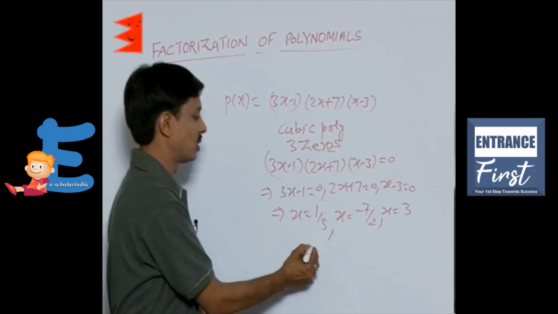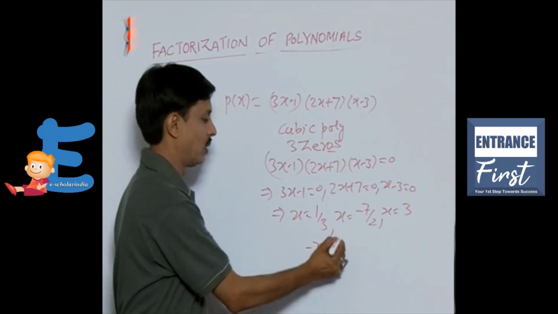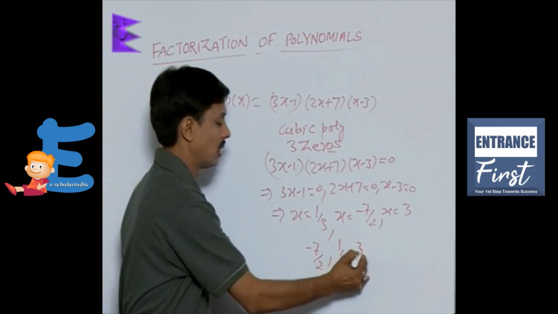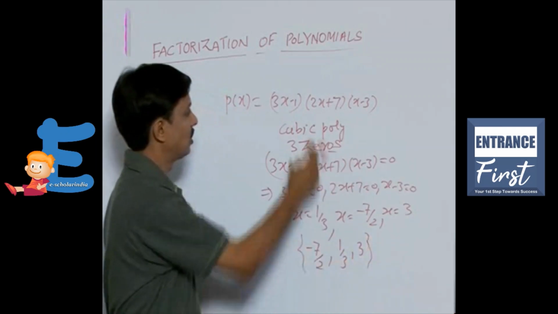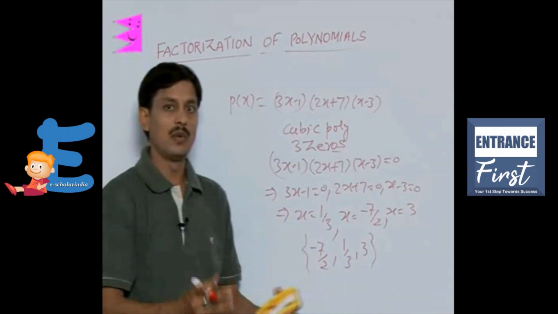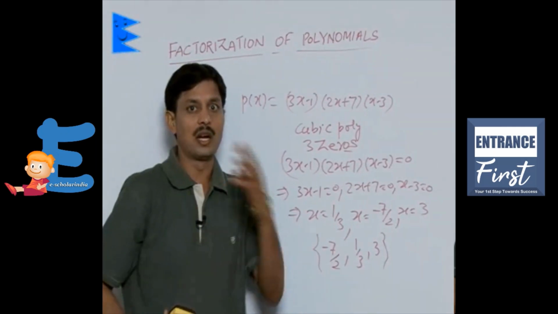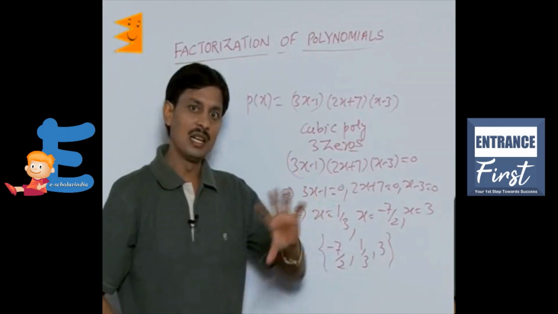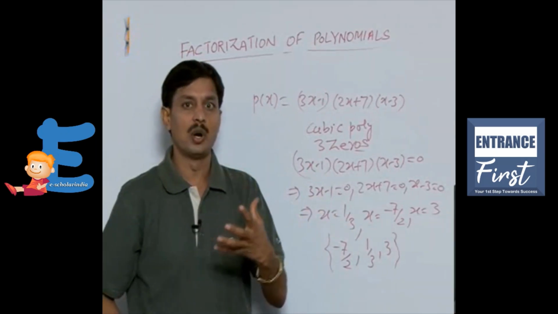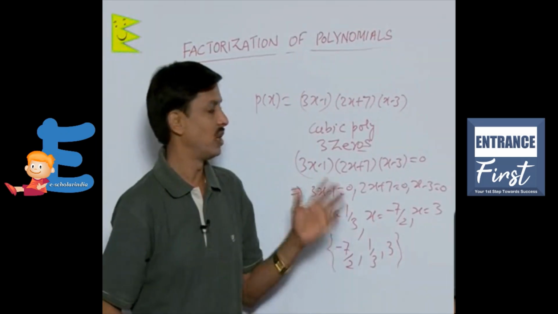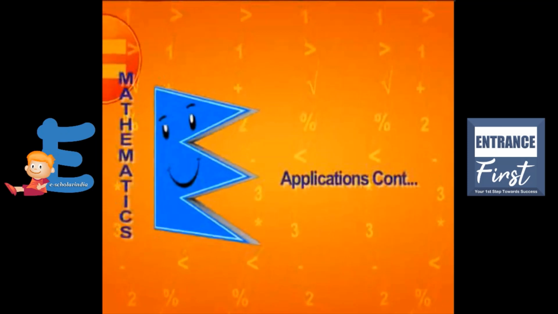So its 3 zeros are −7/2, 1/3 and 3. These are the 3 zeros. So as and when some number is given to check whether it is a zero or not, you put that value in the polynomial and check. If the result comes 0, then it is a zero, and if it is not 0, then you say the number given is not a zero.